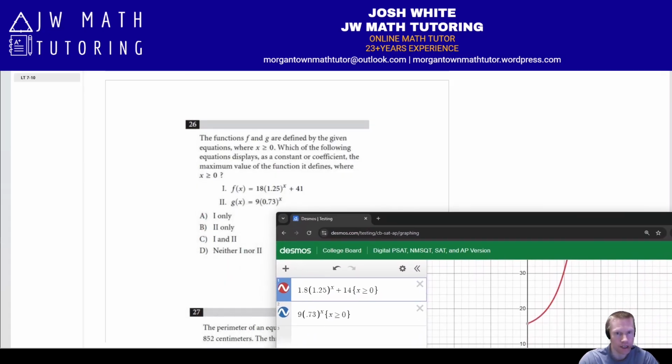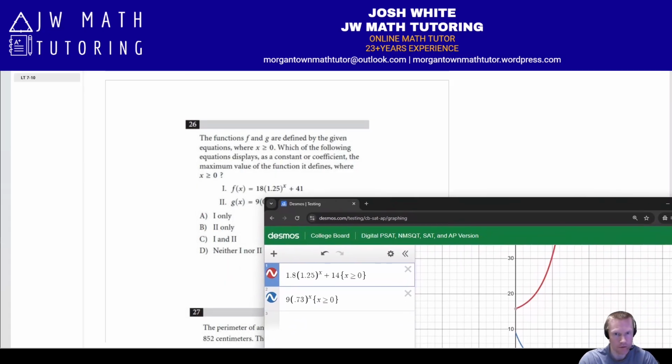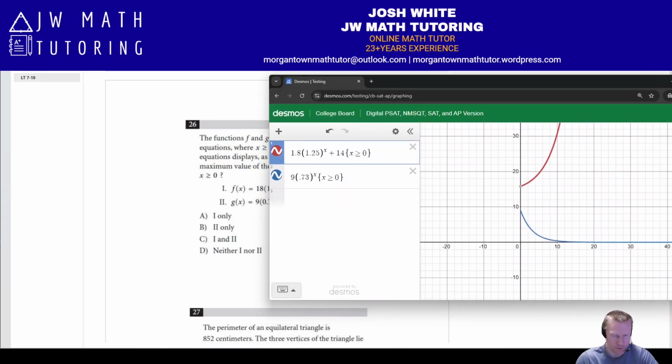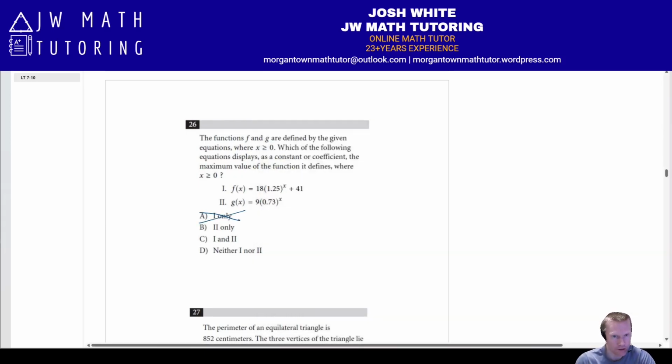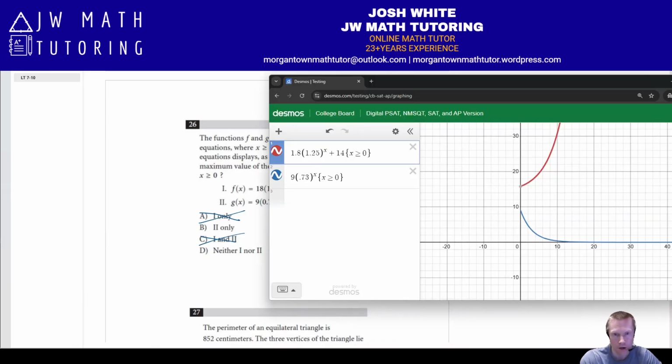So the answer cannot be number one because it doesn't have a max value. So one is out regardless. So this is out and this is out. It's either does two display it or not. All right, so let's get rid of this.